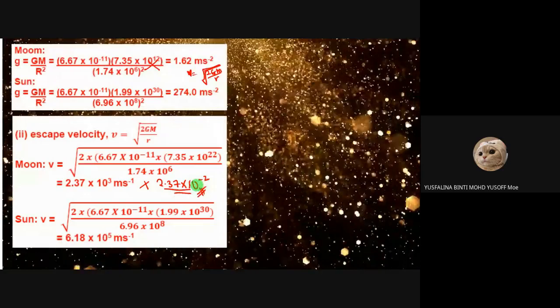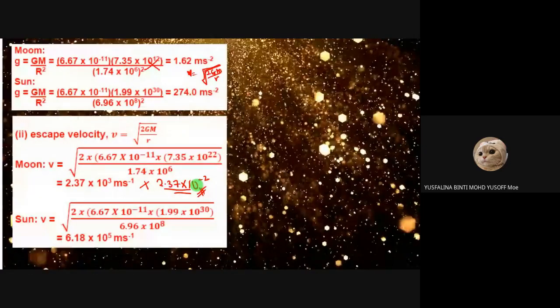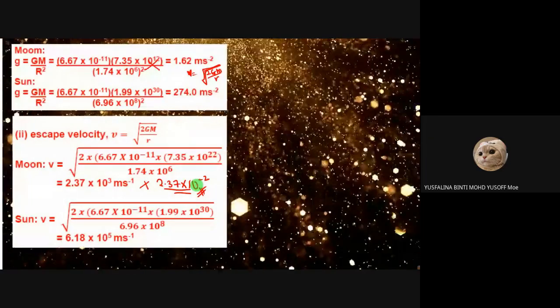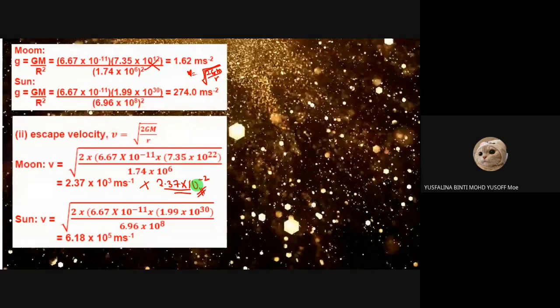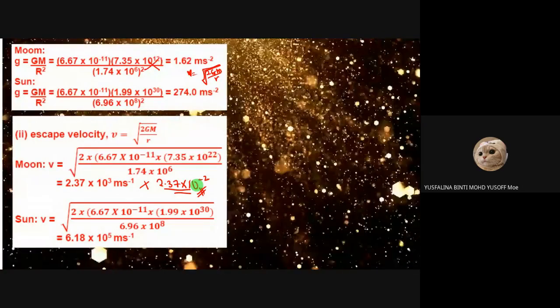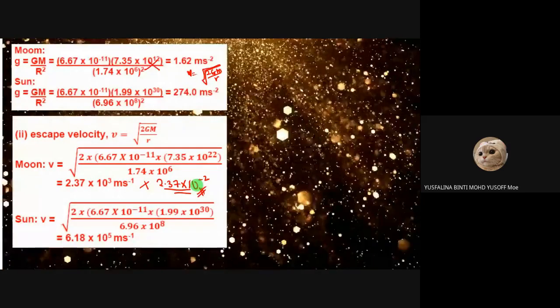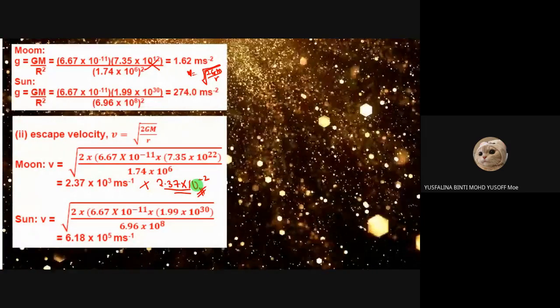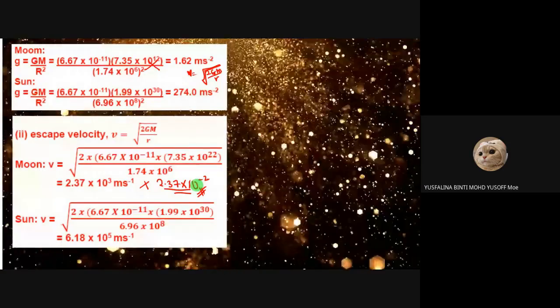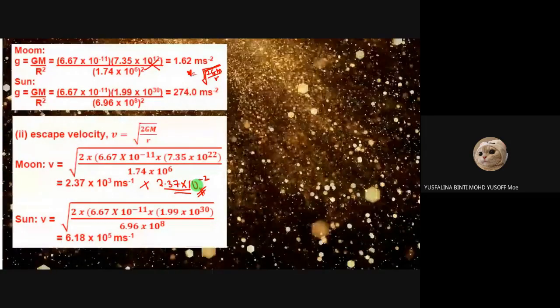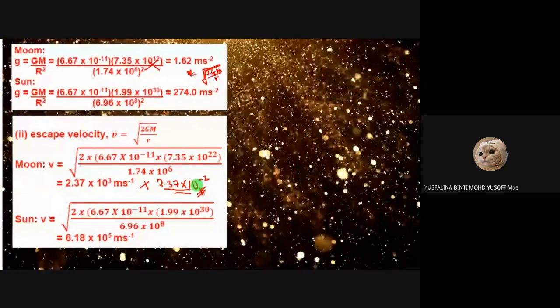Okay. For the sun, you will get 6.18 times 10 to the power of 5 meters per second. So if you compare, of course, the escape velocity for the moon is very low, right? It only takes about 0.023 meters per second to escape from the gravitational force of the moon.